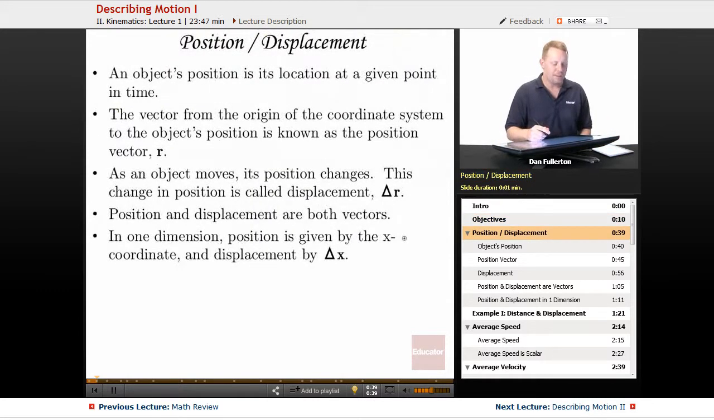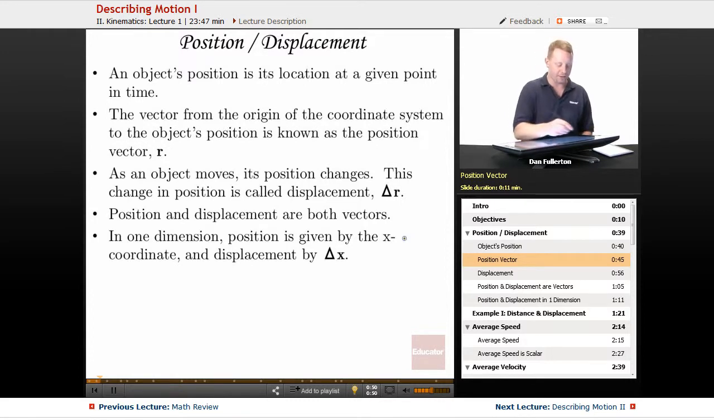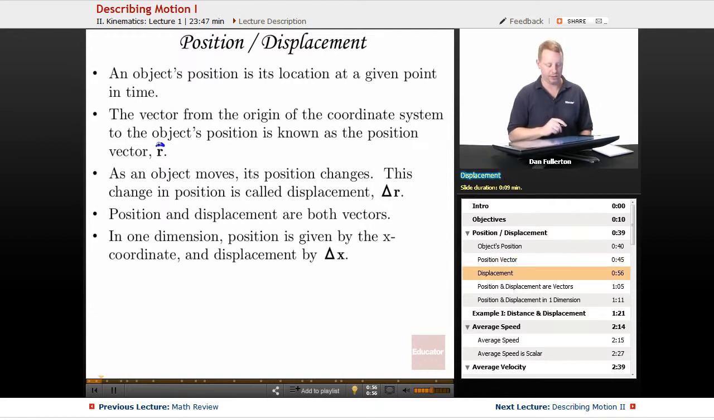So, position versus displacement. An object's position is its location at some given point in time. The vector from the origin of the coordinate system to the object's position is known as the position vector, which is r. Sometimes you'll see it written as s. We're going to use r and s interchangeably in here. As an object moves, its position changes. This change in position is called displacement, delta r, or it could be delta s. Position and displacement are both vectors. They have a direction as well as a magnitude. And in one dimension, position is given by the x-coordinate and the displacement is oftentimes written as delta x.